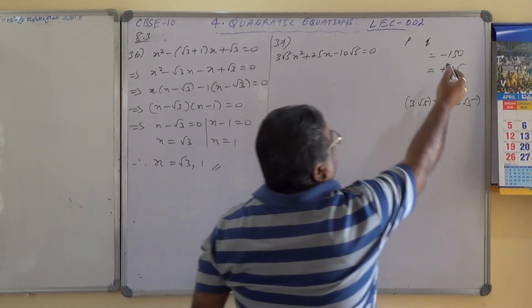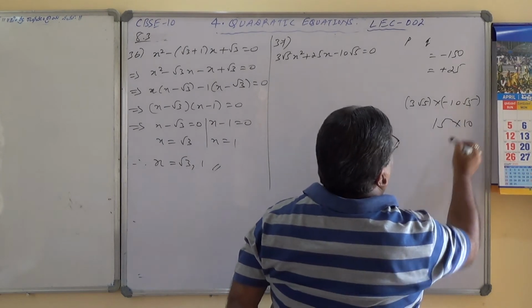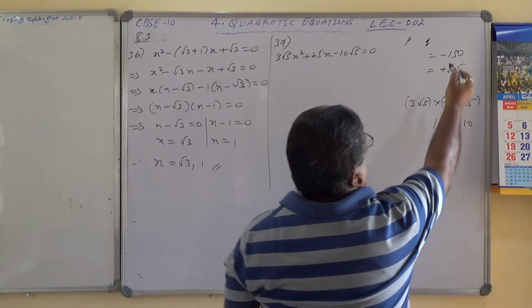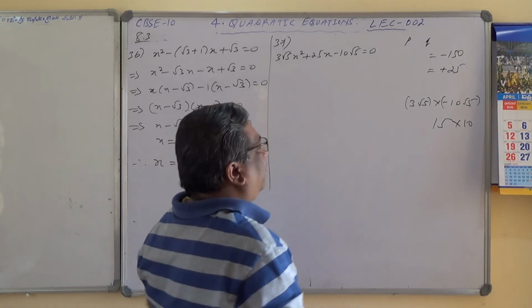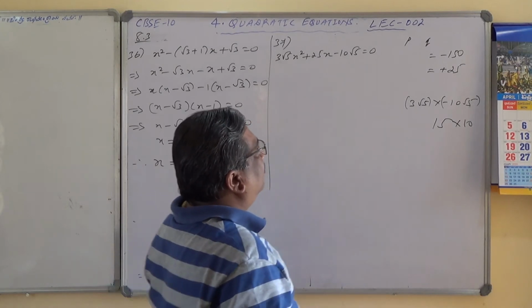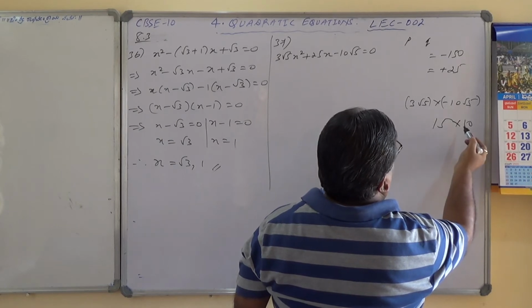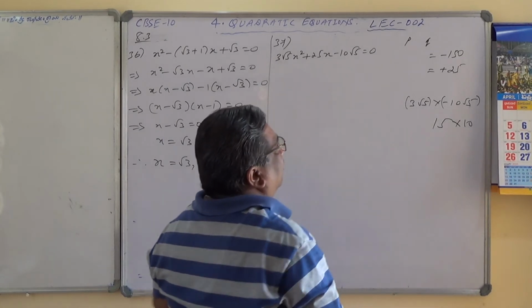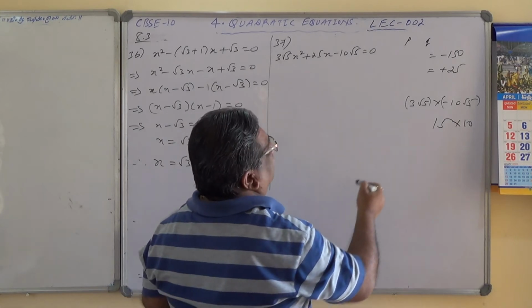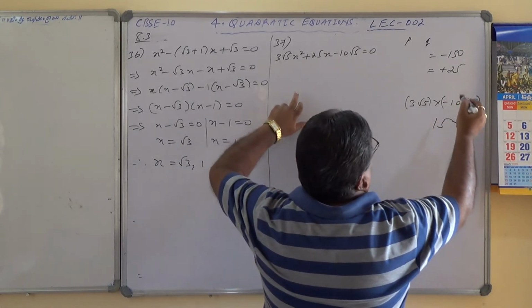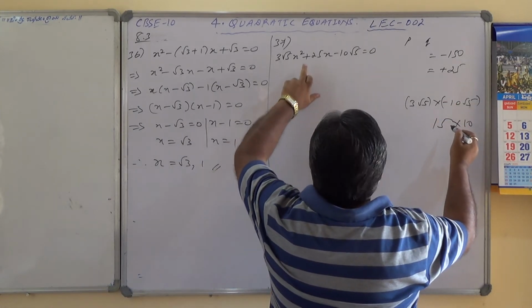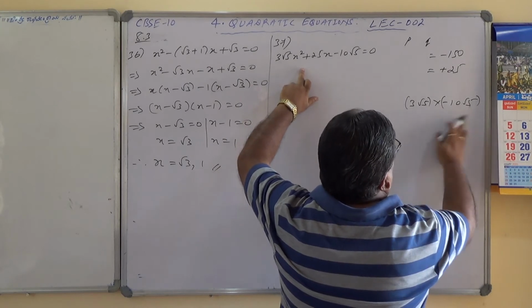25. 15 into 10. 15 tens are. Check it whether it is correct or not. You should get minus here. May not be possible. So let me check up now. 15 into 10, is it possible? 15 into 10, not possible. Because I should get minus, plus I should get, no, not possible.